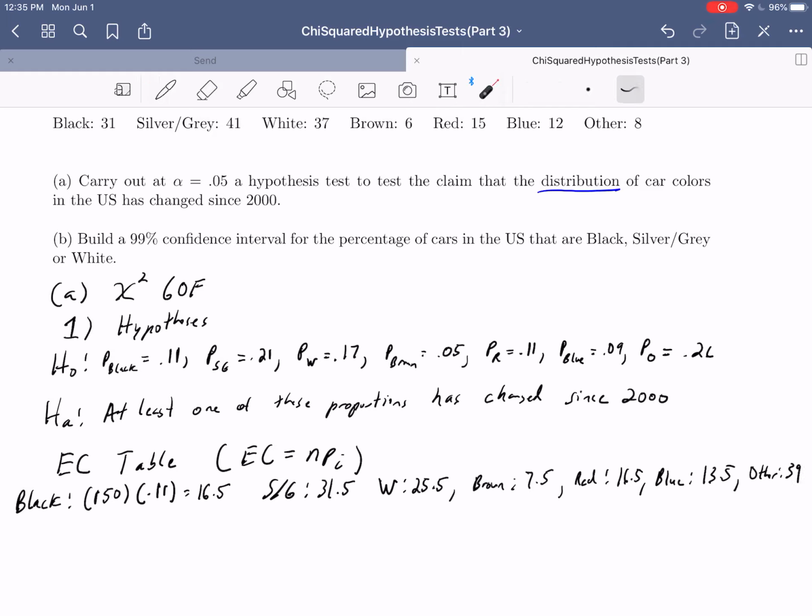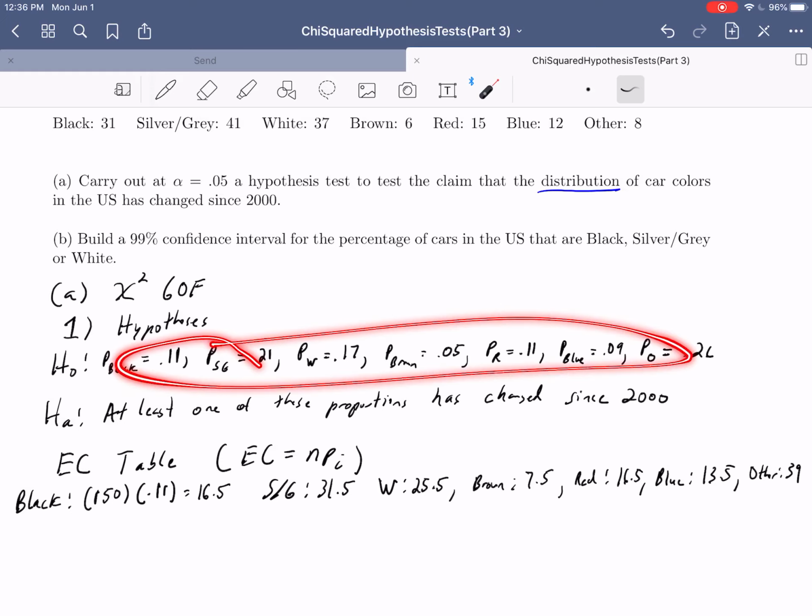Now, what do we think we would get if we added up 16.5, 31.5, 25.5, 7.5, 16.5, 13.5, and 39? Well, if you add these up, and you can check this on your calculator, you will get exactly 150. Because what was our sample size? It was 150. And we're saying if things are exactly the same as it was in the year 2000, this is how those 150 vehicles that we looked at should have been distributed, according to this information here.